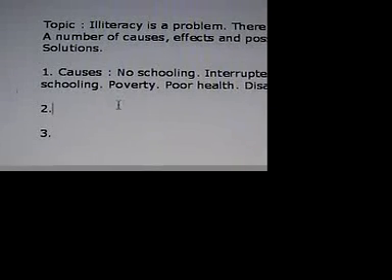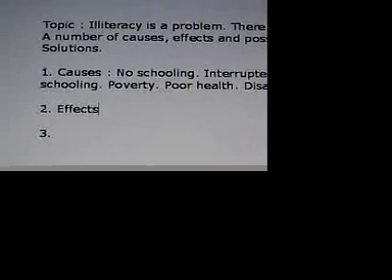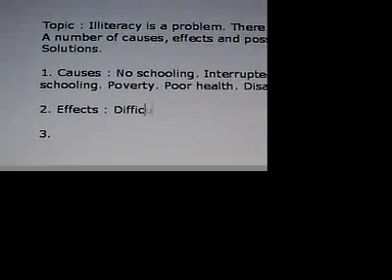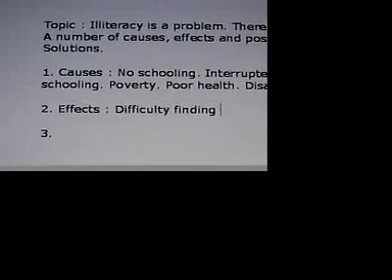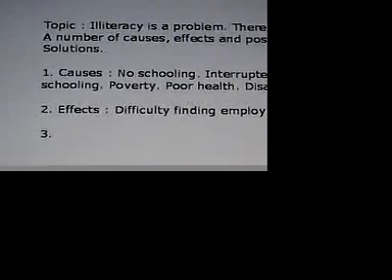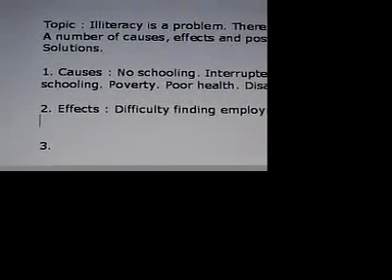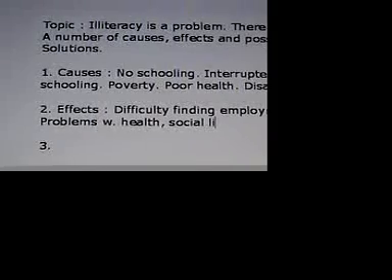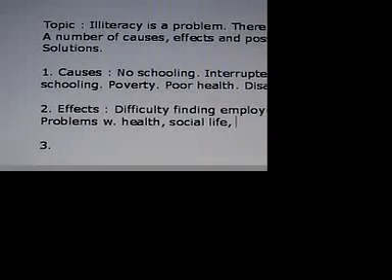and what about the effects? The effects of illiteracy could be difficulty finding employment or finding a job, more problems with health, and social life in general, etc.